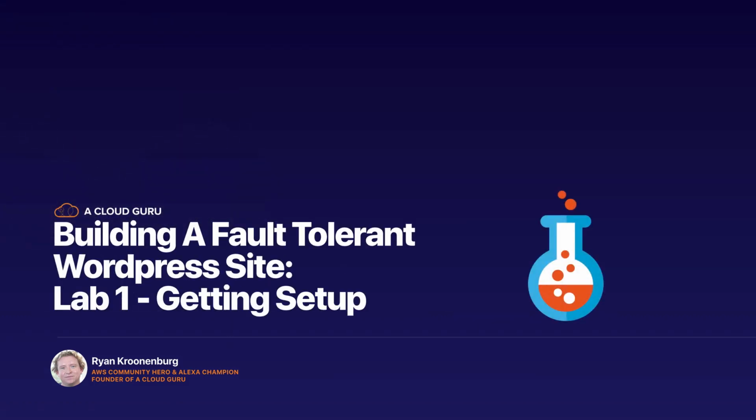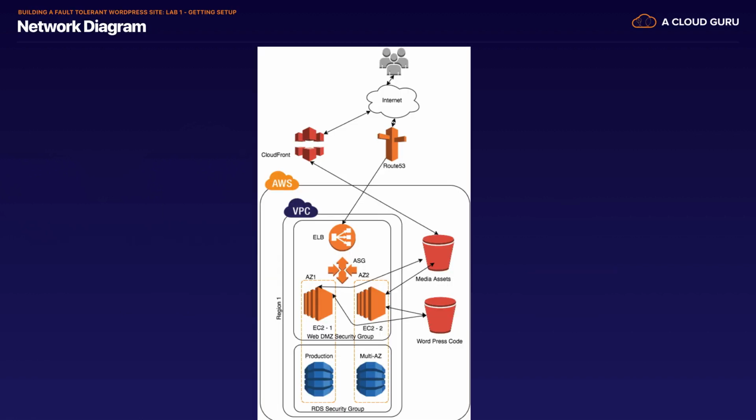In this lecture we're going to look at how we can build a fault-tolerant WordPress site on AWS. We're going to use a whole bunch of different technologies. So here's a network diagram of what it's going to look like. We've got our user browsing to the internet, and they're going to hit our Route 53 domain name. This is completely optional, you don't have to do it, you could just use our application load balancer.